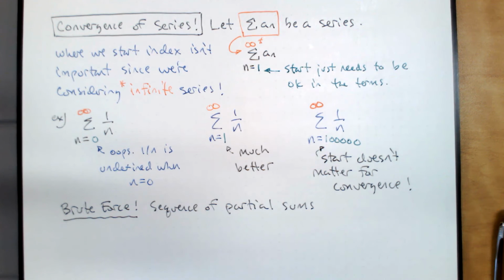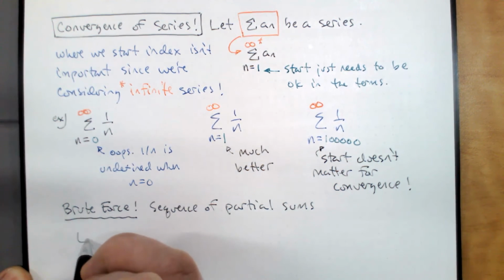Here's one of the things that's comforting, especially in an age of massive computing power in our pockets. One way to determine if a series converges is by looking at its sequence of partial sums. So let's let AN be a series. We're going to see that shorthand.